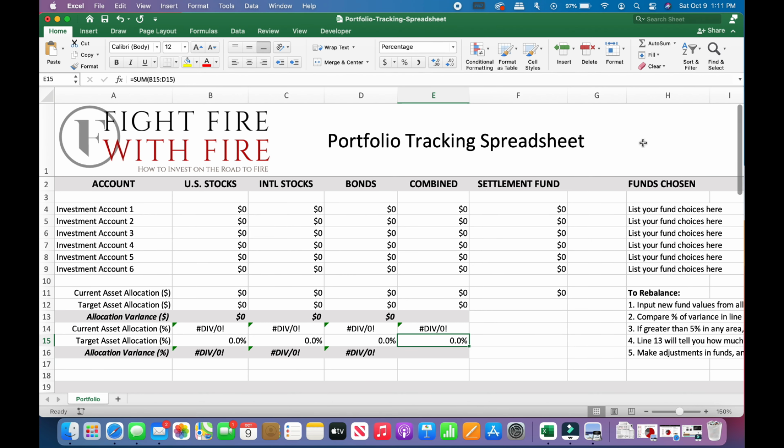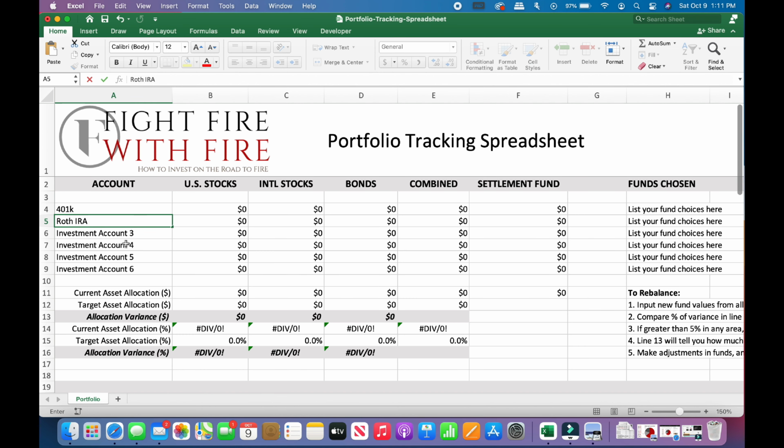Okay, let's jump back to the spreadsheet and let's set up our portfolio here. So the first thing I want to point out is there's a section over on the left-hand side where you can put in your different investment accounts that are held inside your portfolio. So let's go ahead and do that. We have a 401k and we have a Roth IRA.